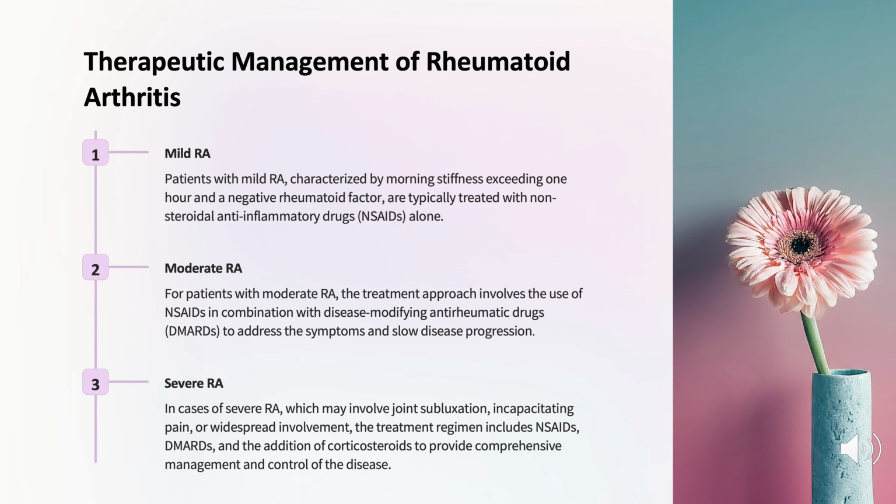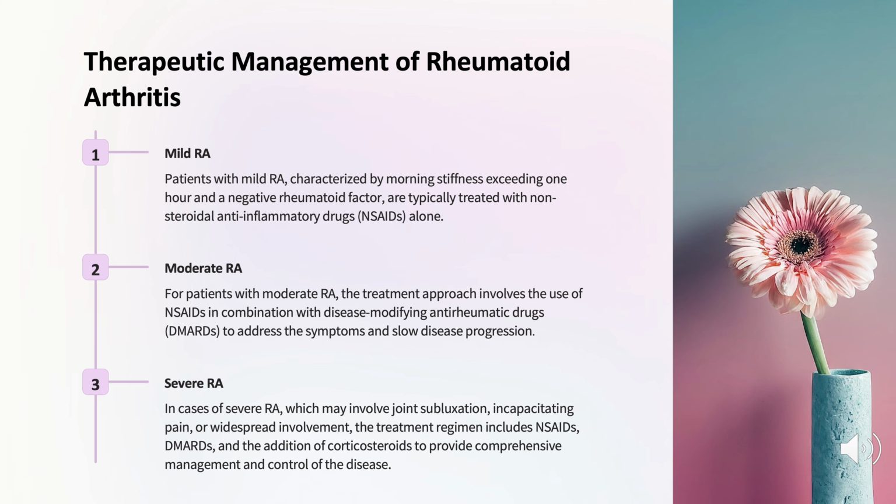Let's investigate the available treatment strategies tailored for different severity levels of rheumatoid arthritis. For patients with mild rheumatoid arthritis, characterized by morning stiffness exceeding 1 hour and a negative rheumatoid factor, the typical approach involves treatment with non-steroidal anti-inflammatory drugs, NSAIDs, alone. These medications help alleviate symptoms and improve quality of life for individuals with mild disease activity.